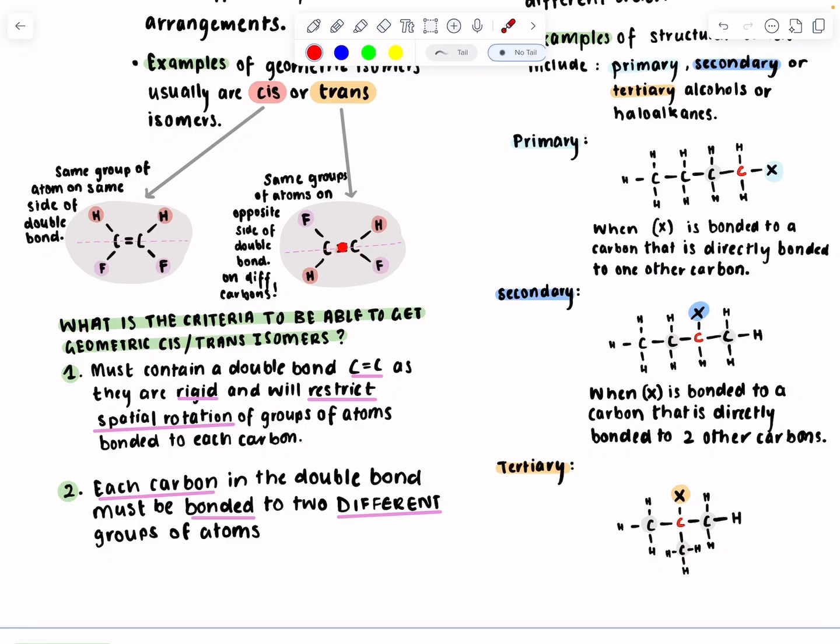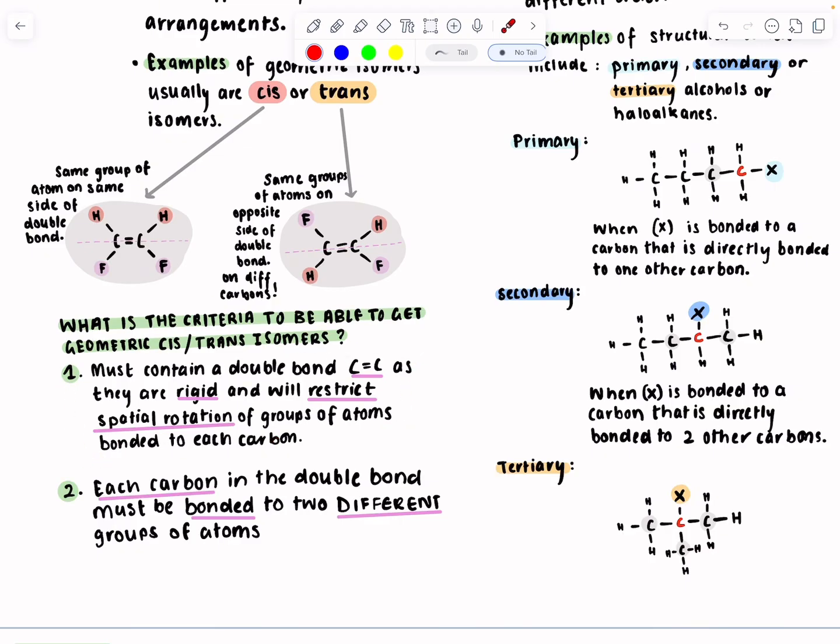And so because you're not able to twist this double bond, you're not able to rotate these groups in any way. That's why you're fixed with either a cis isomer or a trans isomer. You cannot switch this trans isomer into a cis isomer because of that rigid double bond. It's either one or the other. So you can get a cis or a trans isomer as long as you have this carbon-carbon double bond. So that is the first criteria.